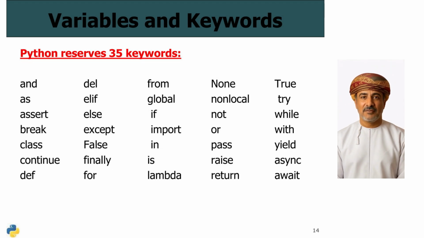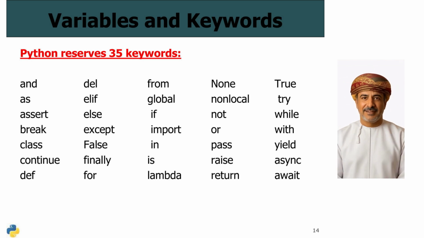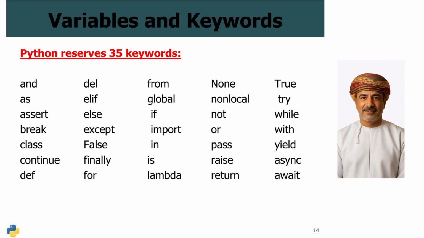Python reserves 35 keywords, such as and, del, from, None, and True. These keywords have special meanings and cannot be used as identifiers. They are essential for defining control flow, logic, and structure in Python programs. Understanding these keywords is crucial for writing effective and error-free code.